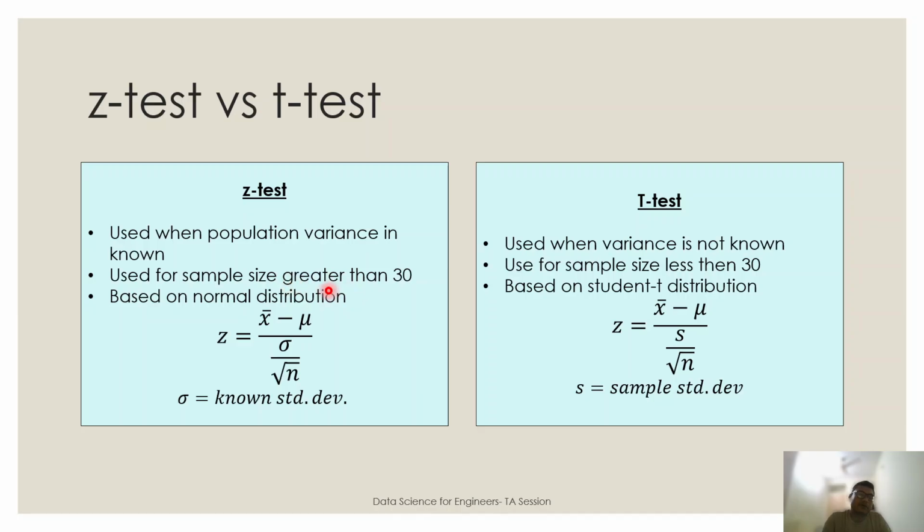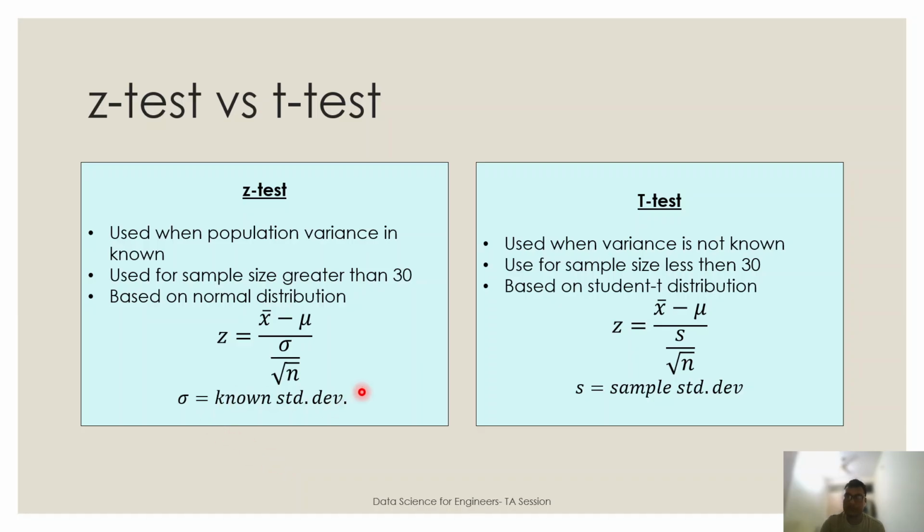It is generally used for a sample size greater than 30, and this test is calculated based on the normal distribution. So this is the formula for that. Here mu means the population mean and X bar means your sample mean. The population mean is the true mean, and the sample mean is what you calculate if you take some 10 people. So don't confuse between these two means. And this is the standard deviation.